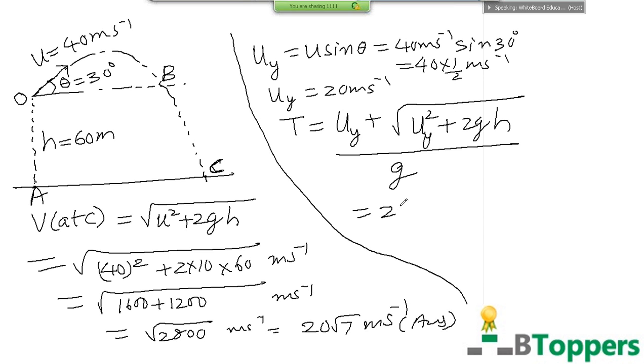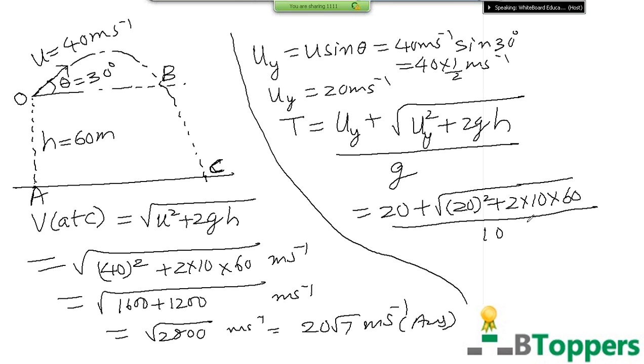You can substitute the vertical component of initial velocity equal to 20 meter per second, g equal to 10 meter per second square, and h equal to 60 meters. If you simplify this yourself, you get the answer as 6 seconds. That means time taken to reach the ground is 6 seconds. So the answer for the second part of the question is 6 seconds.